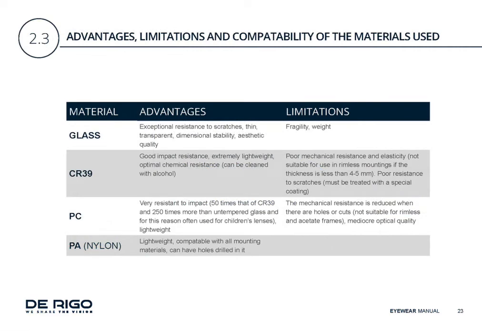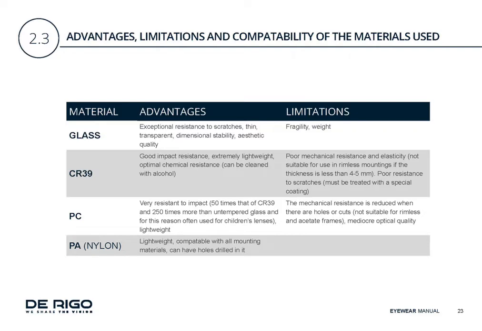There are advantages, limitations, and compatibilities of the materials used. The advantages of glass are that it has exceptional resistance to scratches, is thin, is transparent, has dimensional stability, and has aesthetic quality. The limitations are its fragility and weight.